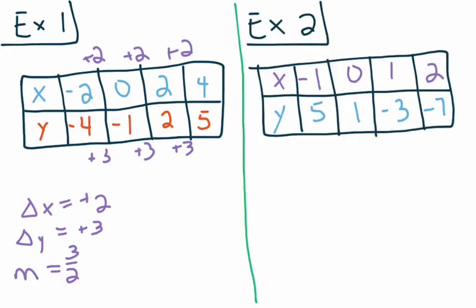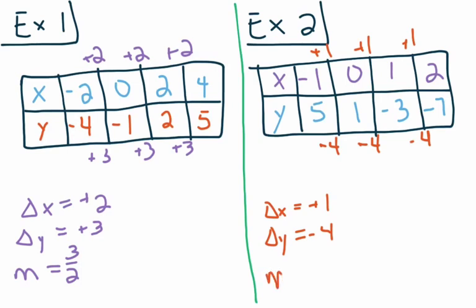Let's look at another one. Alright, so now for a second example, we have another table that I made up. Our x values are -1, 0, 1, and 2, and our y values are 5, 1, -3, and -7. So for our delta y and delta x, first delta x, we're going up by 1 each time. And for delta y, we're subtracting 4 each time. Alright, so therefore, delta x is equal to +1. Delta y is equal to -4.